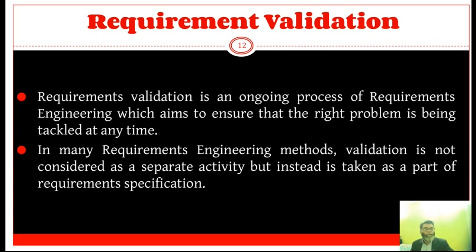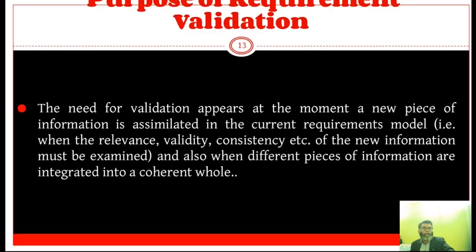The main steps for this process include: the requirement should be consistent with all the other requirements, that is, no two requirements should conflict with each other. The requirement should be complete in every sense, and the requirement should be practically achievable. Reviews, buddy checks, making test cases, etc. are some of the methods used for this. Purpose of requirement validation. The need for validation appears at the moment a new piece of information is assimilated in the current requirement model, and also when different pieces of information are integrated into a coherent whole.